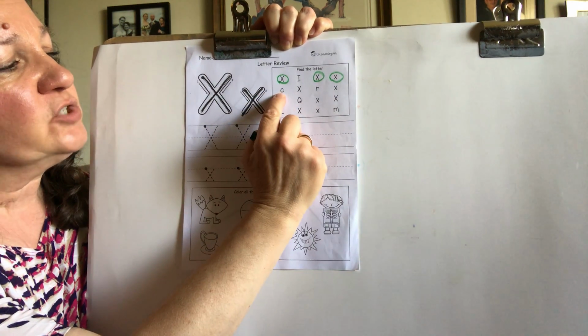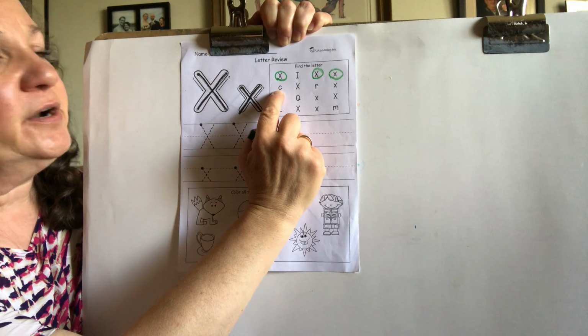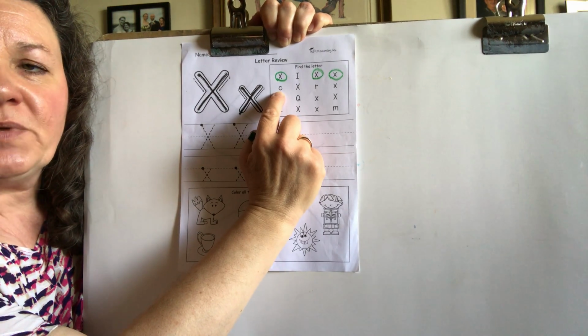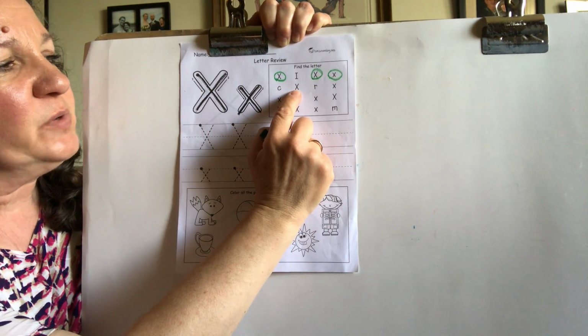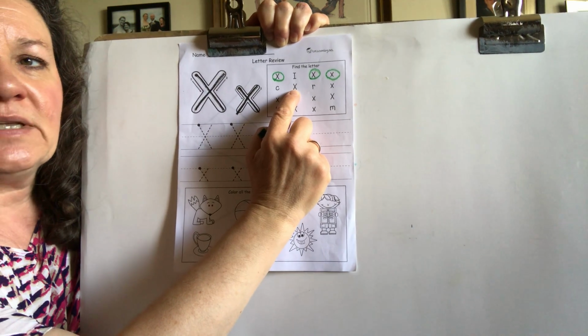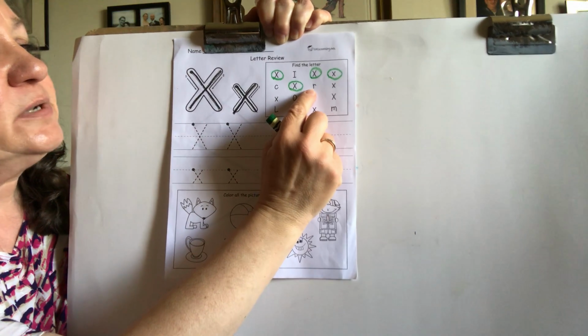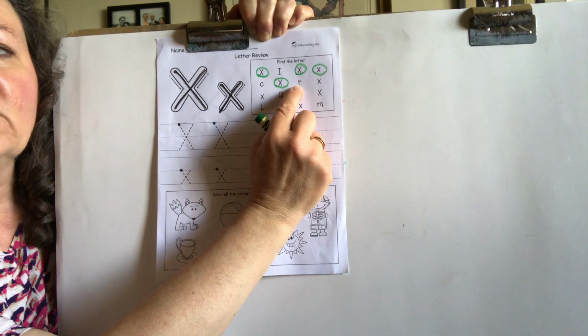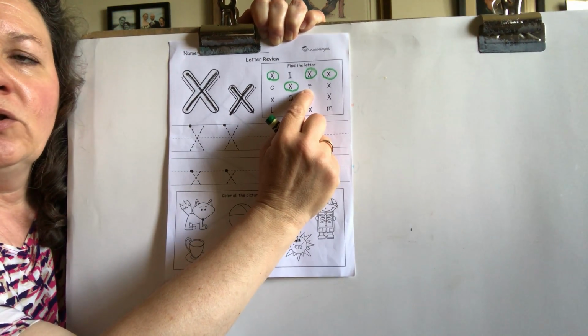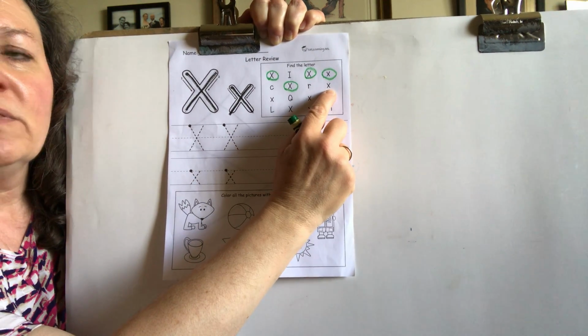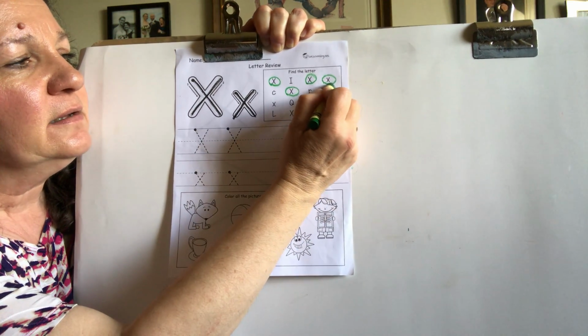Okay, come down to the next row. What is that first letter? That is a C. Should we circle it? No. How about this one? That's the letter X. It's our capital X. Let's circle that. Okay, what about this one? Is that an X? No, that's the letter R. Should we circle it? No. What about this one? There's an X, so let's circle the X.